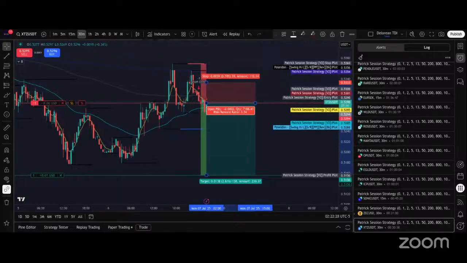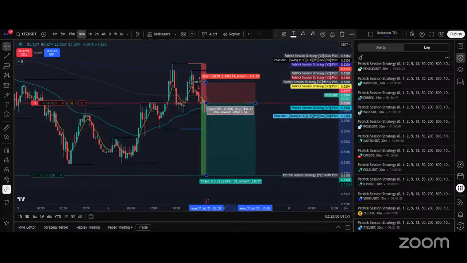Risk reward ratio on this one is going to be 3.56. Take profit is going to be 0.5156, and that's going to be for 138 pips. Stop loss is going to be 0.5333, and that's going to be for 39 pips. And entry price is going to be 0.5294.